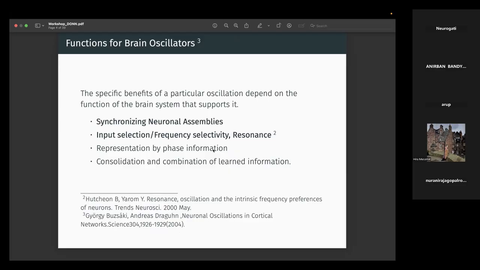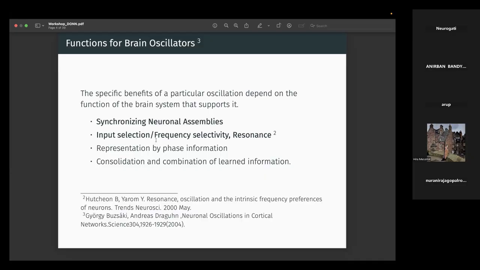Sir touched upon resonance quite a bit in his lecture in the morning. And the synchronizing neuronal assemblies also was touched upon, and I will give a brief example of how we can notice such things. The other two informations are actually part of the workshop in some way or the other, in a very abstract sense. And in future, our lab is trying to continue to bridge the gap between oscillators and all the four informations.